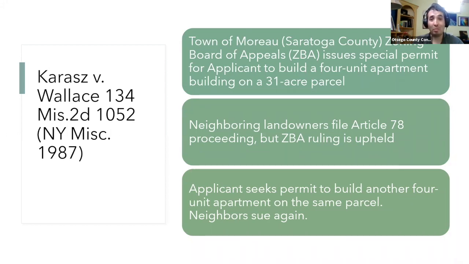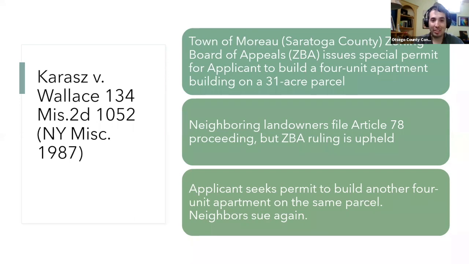They said, I don't want development occurring near me, and they filed an Article 78 proceeding in the lower courts in New York State. But the zoning board of appeals ruling is upheld. The zoning board of appeals in this case did a pretty thorough environmental analysis of how this kind of project could affect the environment, how it would affect the community, and the courts didn't see anything wrong the first time. Then the applicant, a little bit later, seeks to build another 4-unit apartment building on the same parcel. And in this case, the neighbors sue again.